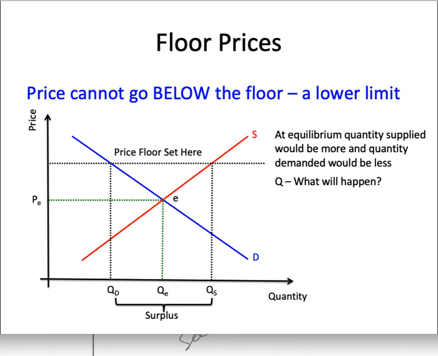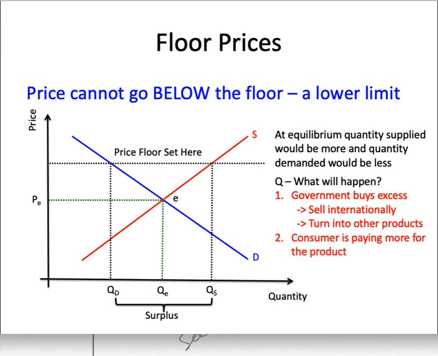And so what will happen? There's going to be more stuff available, so government can typically buy the excess, sell internationally, or turn it into other products, and consumers of this thing are paying more than what they should be paying for it.